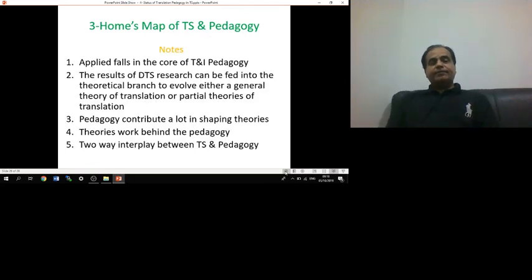So we can say applied falls in the core of T&I pedagogy, of course. The results of DTS research can be fed into the theoretical branch to evolve either a general theory of translation, or partial theories of translation. Pedagogy contributes a lot in shaping theories. Theories work behind the pedagogy, sure, of course. It's a two-way interplay between translation studies and pedagogy.